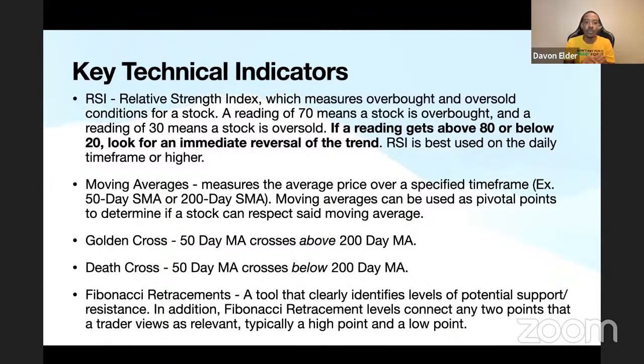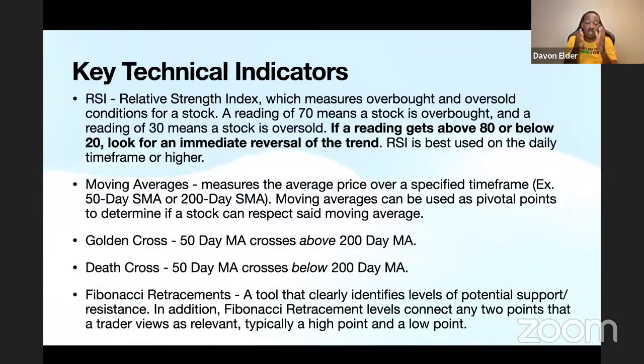Okay, next, moving averages measure the average price over a specified time frame. Example, 50-day SMA or 20-day SMA, and that just stands for simple moving averages, right? The reason why I like to use the SMA is because I like to keep it simple, and I especially like to use the SMA when I'm trying to establish long-term trends. Other people may like to use EMAs, which stands for exponential moving averages, which means that you're trying to evaluate shorter term trends.